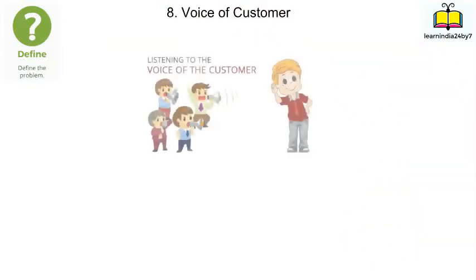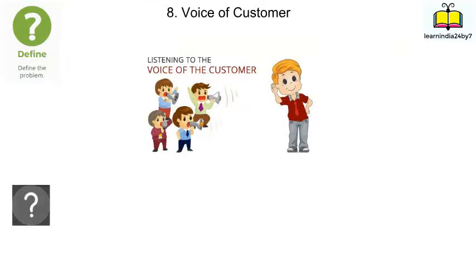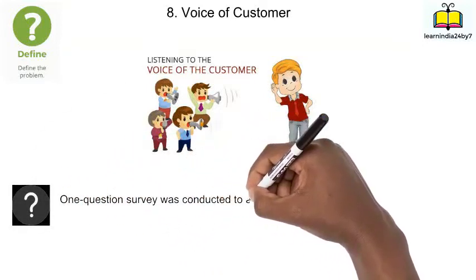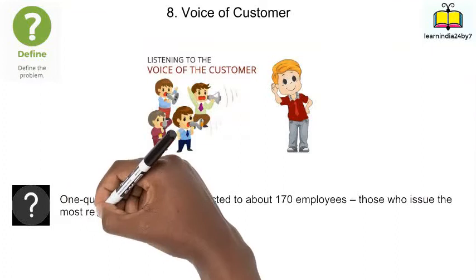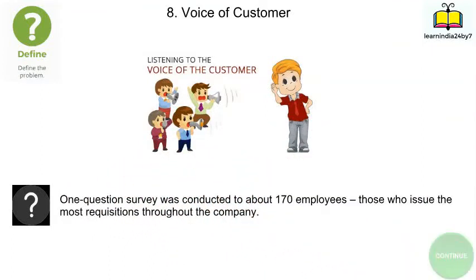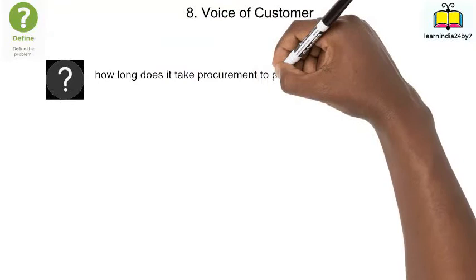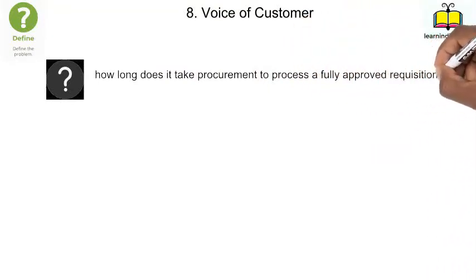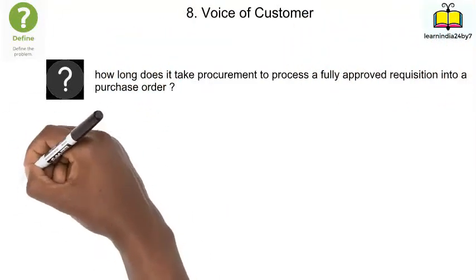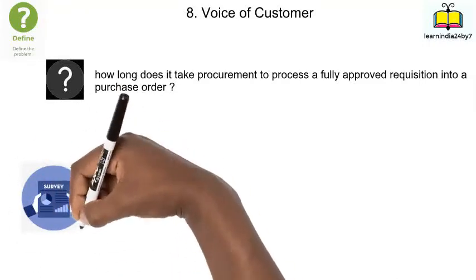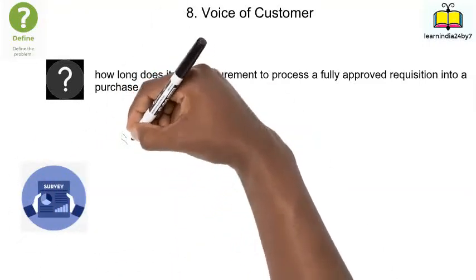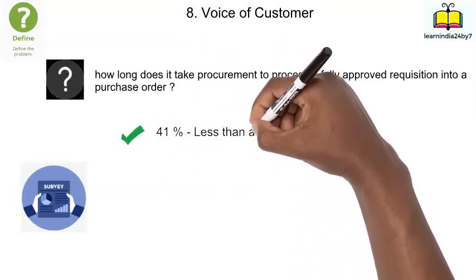So in the next step, voice of customer analysis was carried out. In order to carry out the same, a one-question survey was conducted with about 170 employees, those who issue the most requisitions throughout the company. As part of the VOC analysis, the question asked was, how long does it take a procurement team to process a fully approved requisition into a purchase order? The answers recorded were as below.